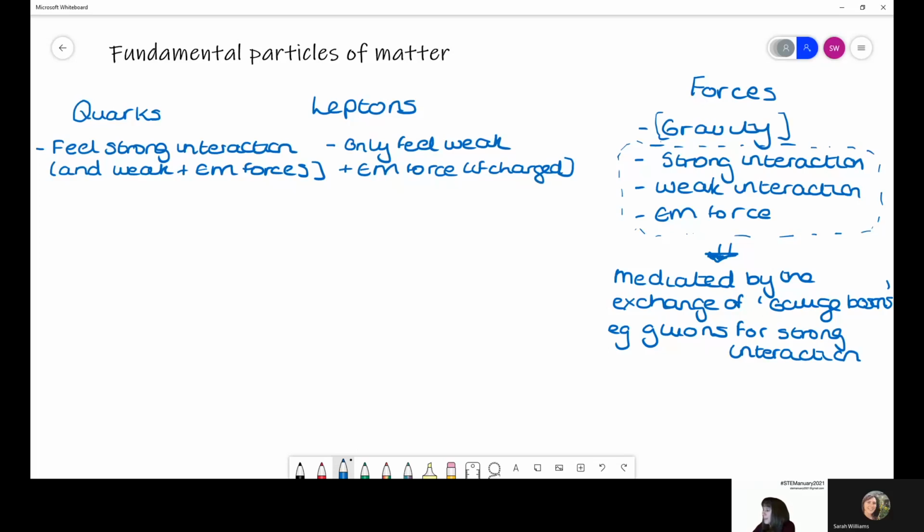Okay, so let's go back to our quarks and our leptons for now. I just mentioned that quarks can't be observed on their own, and they're always bound into states called hadrons.